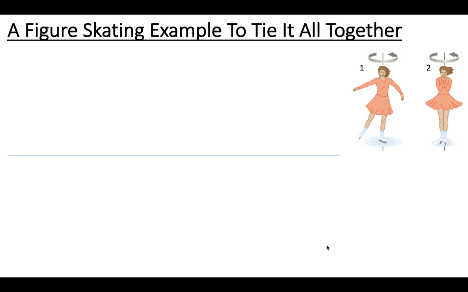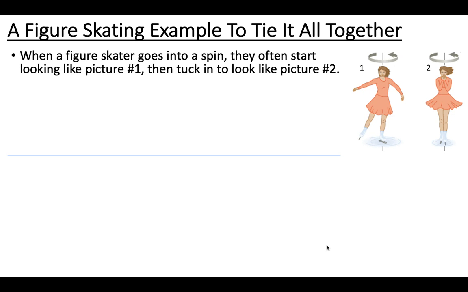And the example actually does work kind of nicely as an example for your book problems. So let's dig in. When a figure skater goes into a spin, they often start looking like picture number 1, right? Her arms are out, one of her legs is out, and as they start the spin, this is what she looks like. And then they tuck in, kind of like picture number 2, bring their arms in tight, and what happens usually? They start to spin faster.